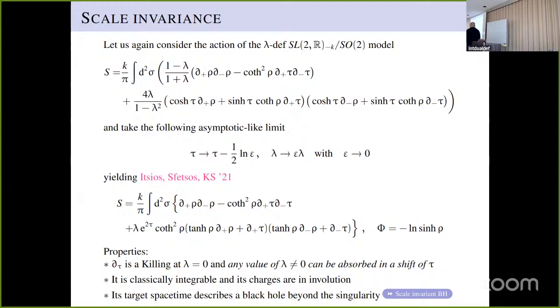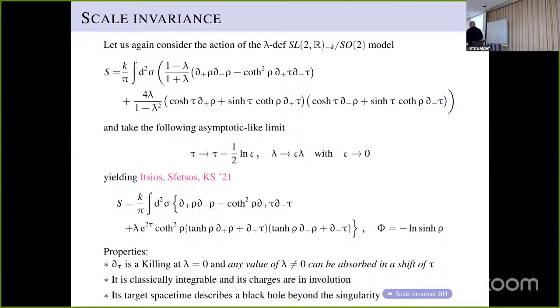Properties. As I told you, partial T is a Killing vector when lambda goes to 0. So I can freely shift tau. However, for any value of lambda different than 0 in this action, one can absorb the value of lambda in a shift of tau. So this should have some kind of consequences that we'll see in the next slide.